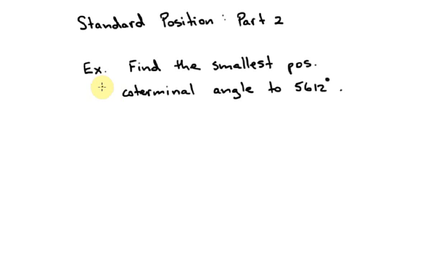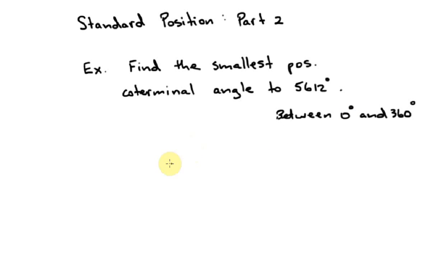And I've got an example on the board here which says find the smallest positive coterminal angle to 5,612 degrees. A question like this would be important if somebody said, draw me a picture of this angle. You'd want to know, where should I draw it on the grid? I really need to know something that's between 0 and 360. I don't want to have to think where I want to draw it. So this is what we're talking about. We're looking for the angle that's between 0 and 360.